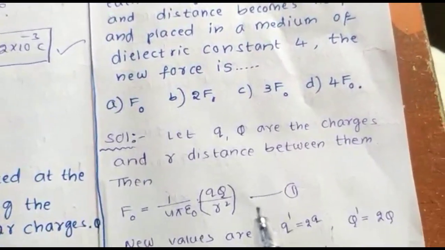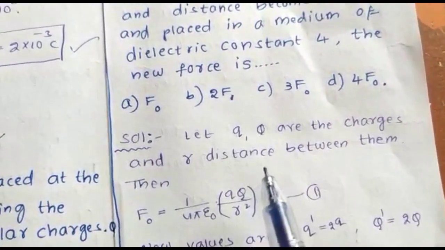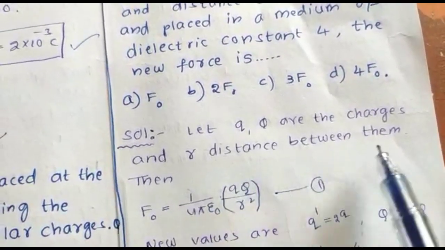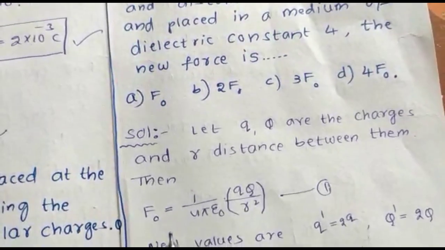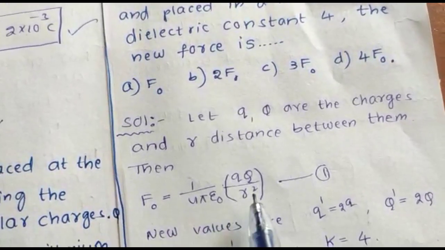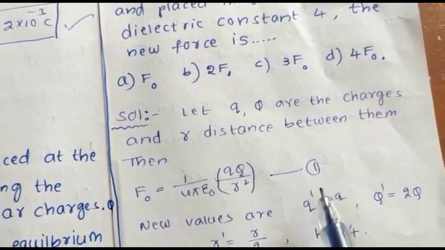Let us suppose they have not given any values of the charge. Let us consider Q and capital Q are the charges and R is the distance between them. According to the question, they are put initially in free space. In free space, the force F naught is equal to 1 by 4 pi epsilon naught Q Q by R square. Let us call this equation number 1.